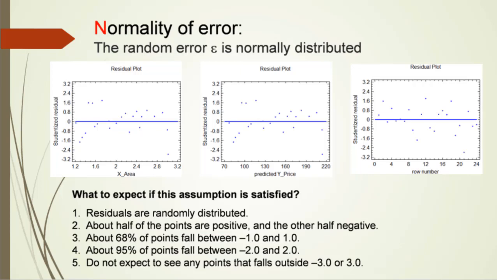The next assumption is normality of errors. We assume the random error is normally distributed. What to expect if this assumption is satisfied? We're going to use the empirical rule to check this assumption. The empirical rule says about 68% of the residuals should fall anywhere between plus minus 1, 95% between plus minus 2, and we do not expect to see any residuals fall outside the plus minus 3 range. By looking at our residual plot, it looks like this normality assumption is also valid here.